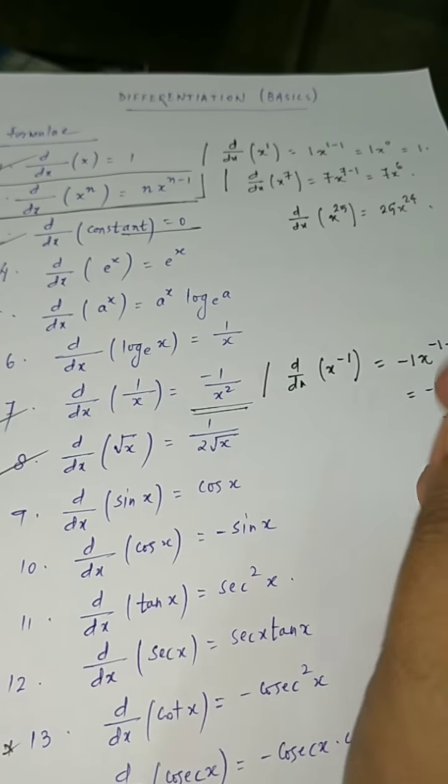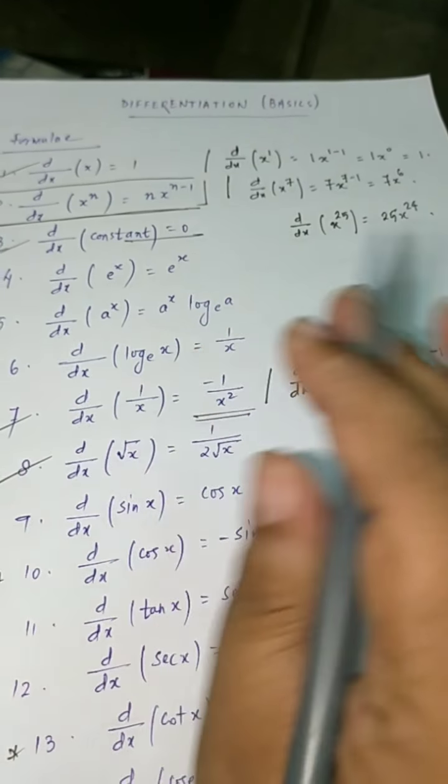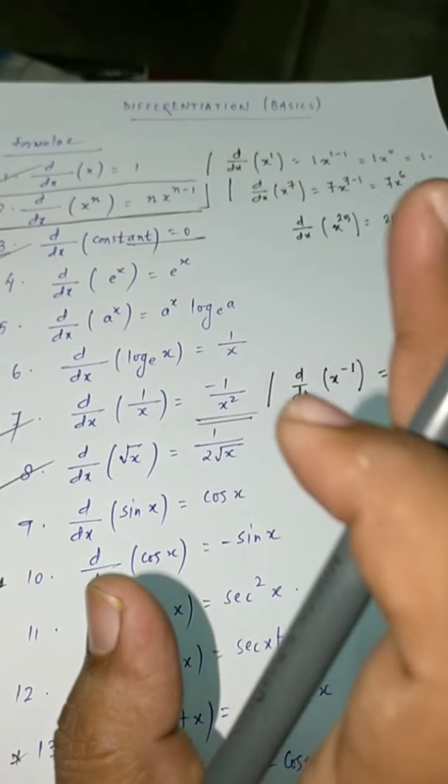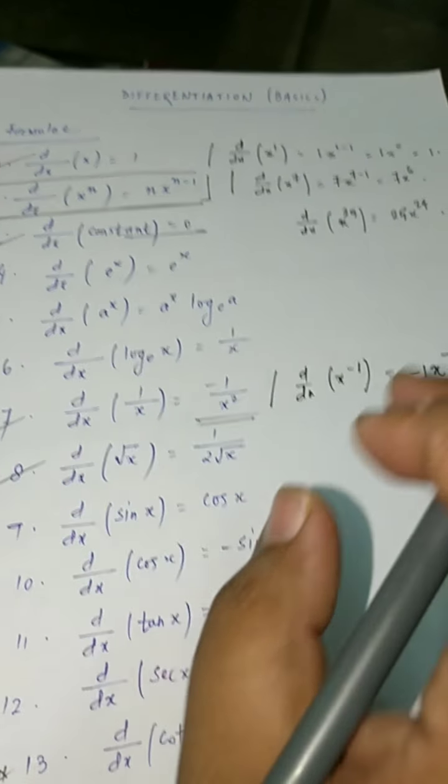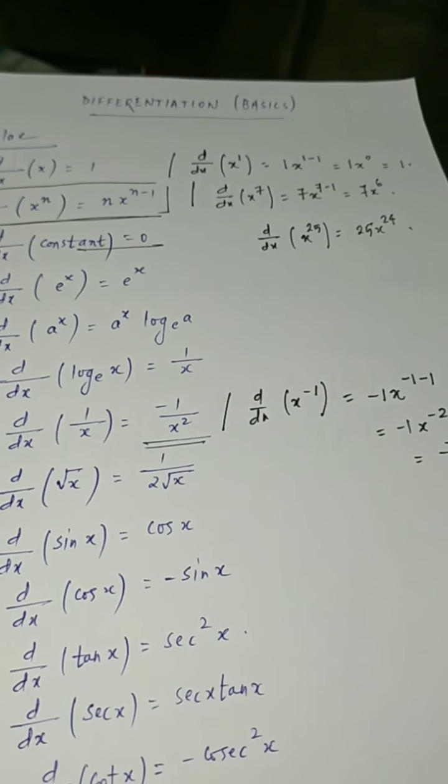Differentiation is a part of calculus, and in calculus, whatever formula we discuss in terms of log, the base is always e. E is also known as natural logarithm.